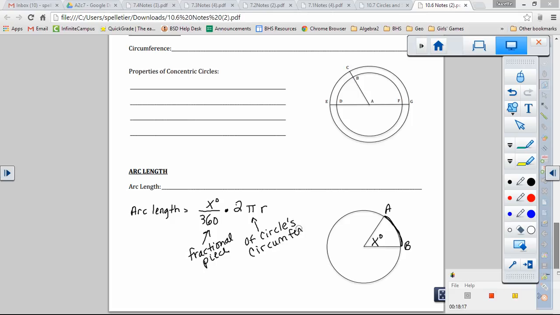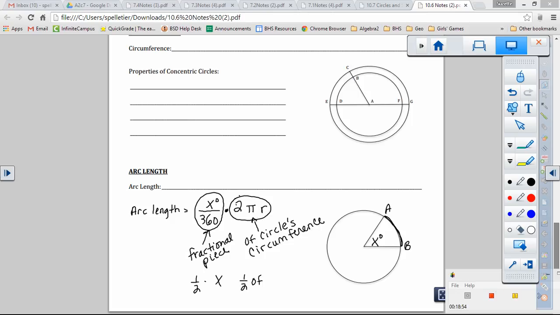So I'm taking a fractional piece of the circle's circumference. Think about if I said I want 1/2 of an amount x. When we write it this way, 1/2 times x, we read it as 1/2 of x, right? So it's a fractional part of the circumference. It's this fractional part of the circle's circumference, so you multiply them together.